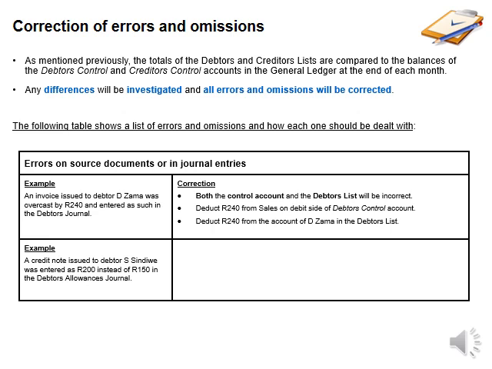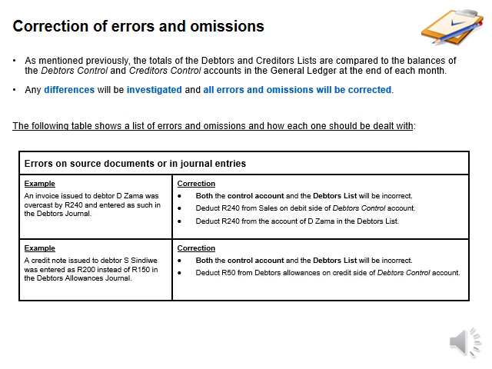It is entered as 200 instead of 150. So again, the amount is overcast. So to correct that, since the amount is wrong on the credit note, it will be incorrect in the journal, therefore incorrect in both. So both the control account and the debtors list will be incorrect, and both will need to be fixed. Now, we will have to deduct 50 Rand from the debtors allowance on the credit side of the debtors control account because it is overcast.